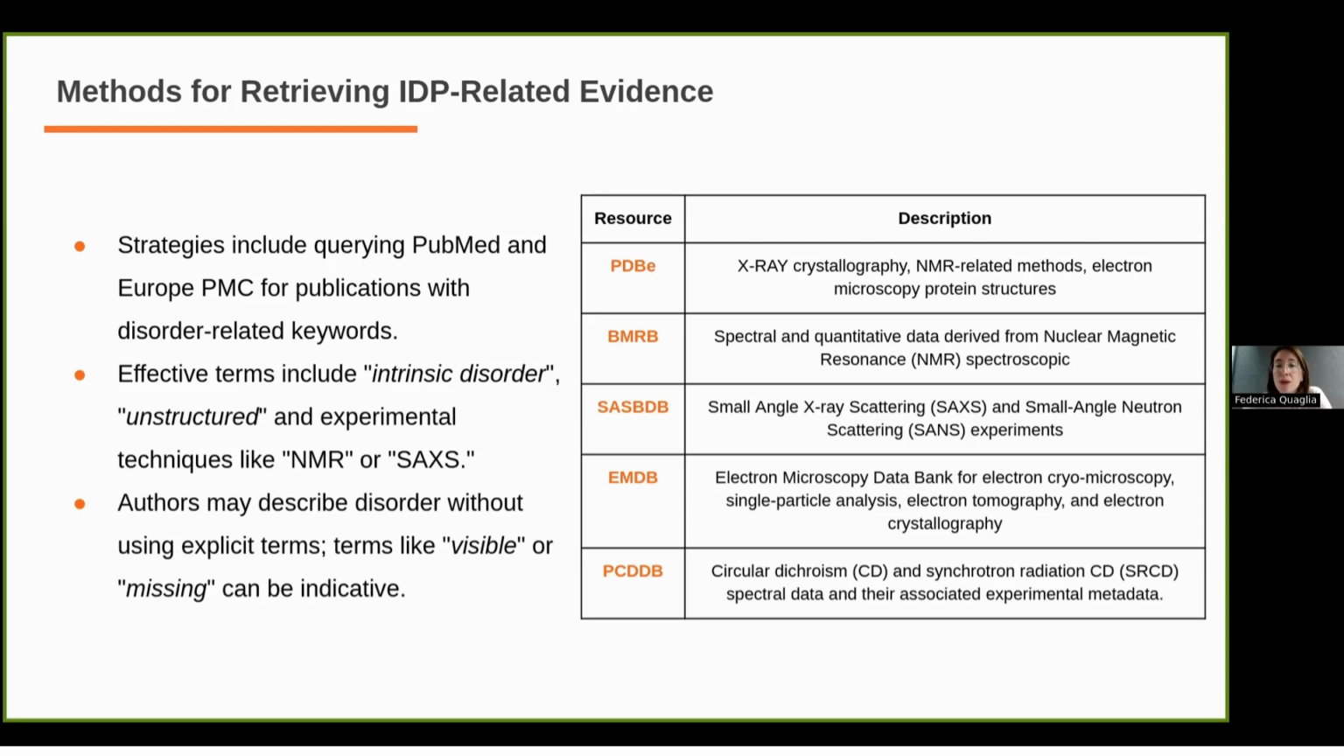You can also explore some resources that contain protein structures to see if you could identify some that include intrinsically disordered regions. Resources like PDB for X-ray crystallography, NMR-related methods, electron microscopy, BMRB for NMR spectroscopy, SASBDB for SAXS and SANS experiments, EMDB for electron cryomicroscopy, and PCDDB for circular dichroism.